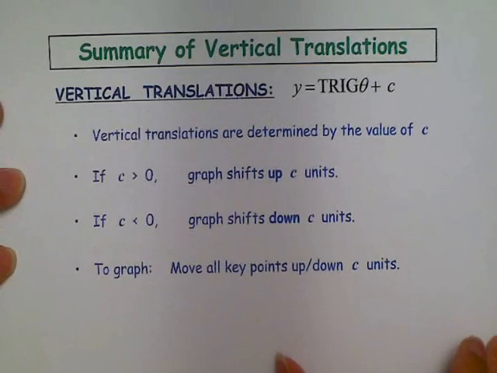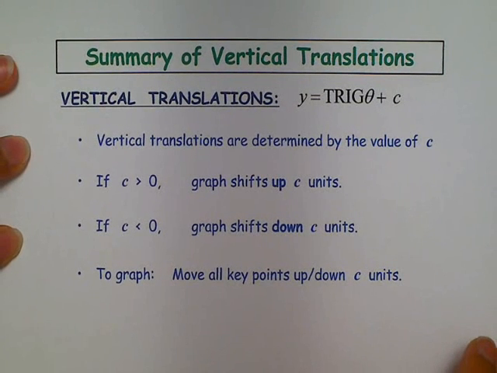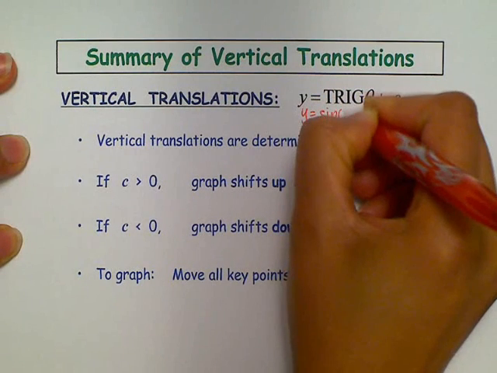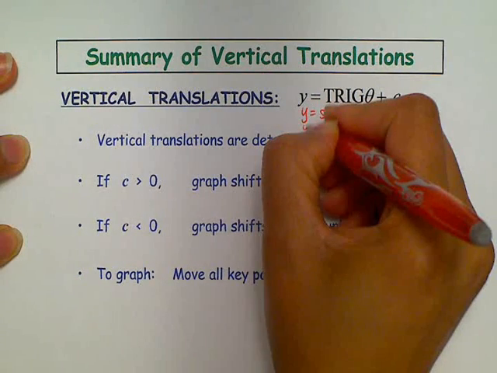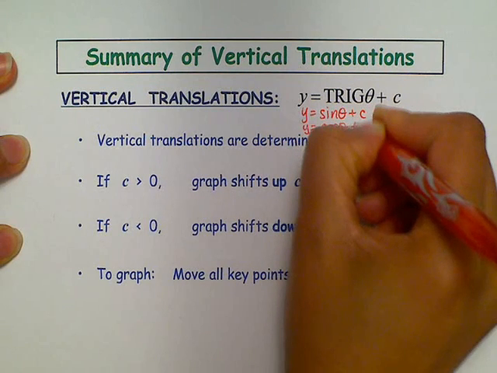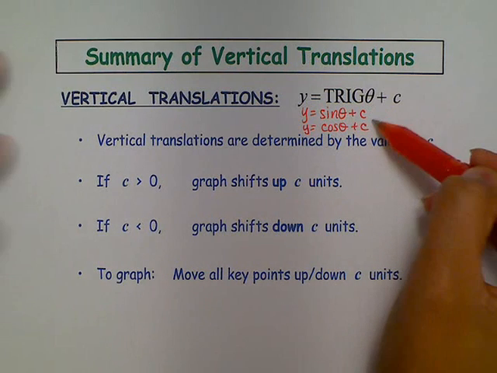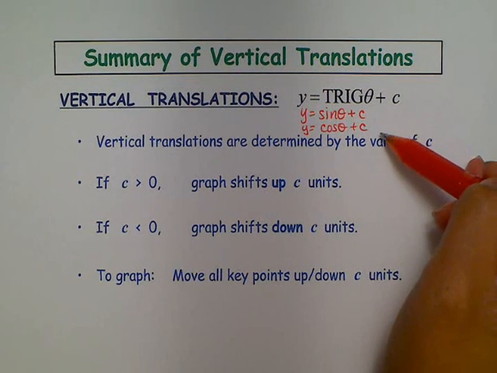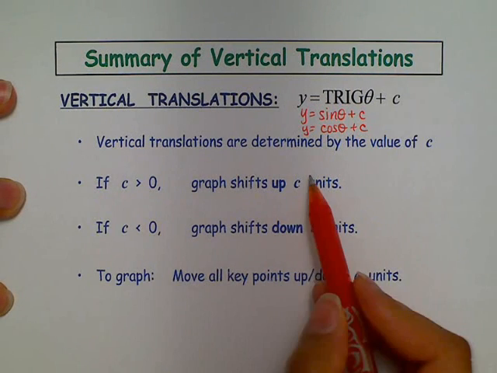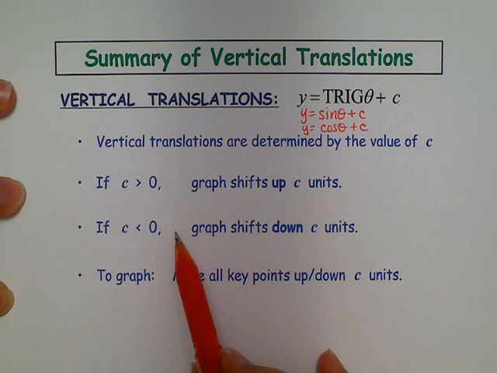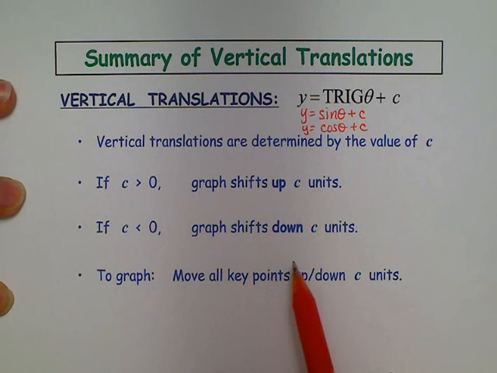So just to summarize, when you're looking at vertical translations or vertical shifts with trig functions, if you have y equals sine theta plus a value, or y equals cosine theta plus some value, that represents a vertical shift up or down. So this just says trig theta, but that can be sine theta or cosine theta. It doesn't really matter which one. And vertical translations are determined by the value of c. If c is greater than 0, then the graph shifts up c units. If c is less than 0, then the graph is shifting down c units. And to graph this, you're going to move all your key points up or down c units.